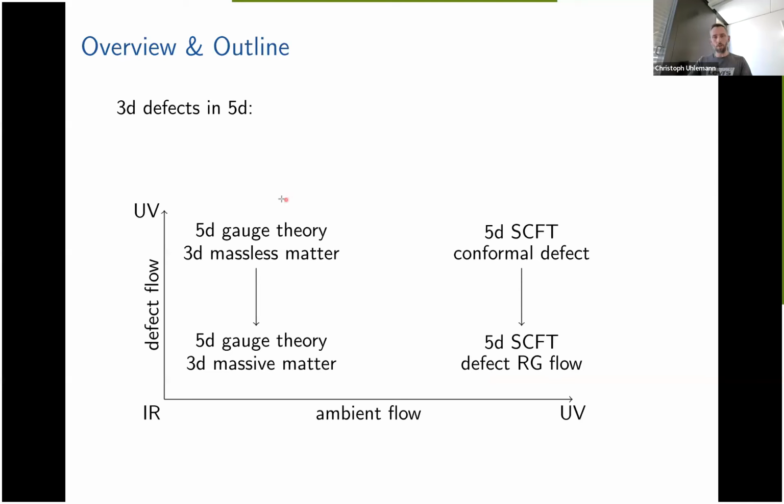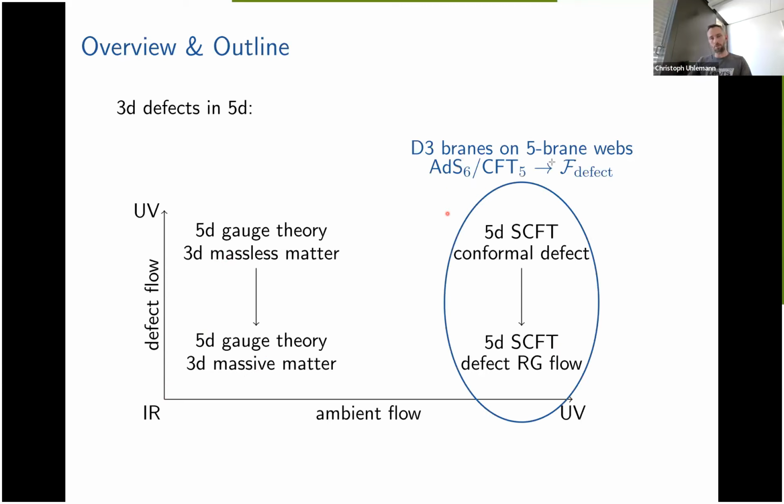In the left column, we have five-dimensional gauge theories. These are now actually theories which flow, they're not conformal. And we can add defects to those theories by just coupling them to three-dimensional matter, which may be massless or may be massive. So in some sense, on the horizontal axis are ambient RG flows, and on the vertical axis are defect RG flows.